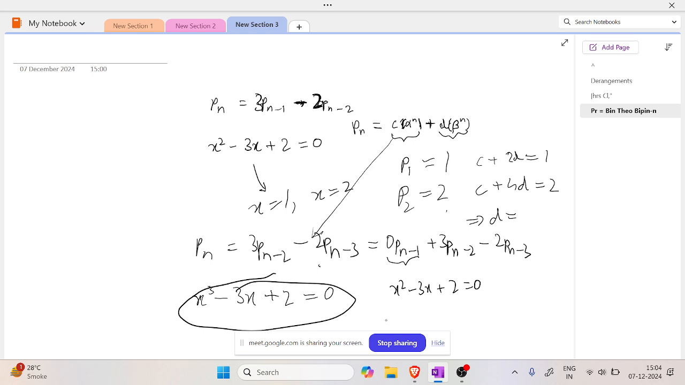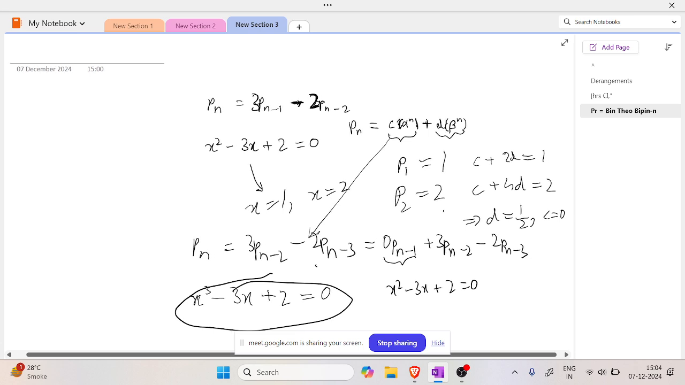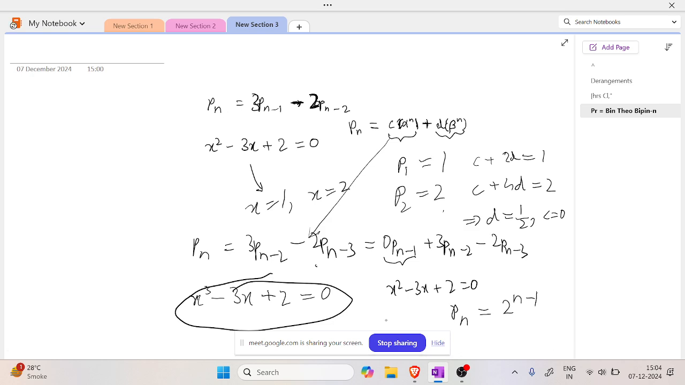Wait a second, did I put something wrong? No, it's correct. Okay. D equals 1 by 2 and C equals 0. So I just picked this random example, which ended up giving us Pn equals 2 to the n minus 1. This was easy to find by hand, but let's say I change this to a 3. In that case, you would get D equals 1 and C equals minus 1.